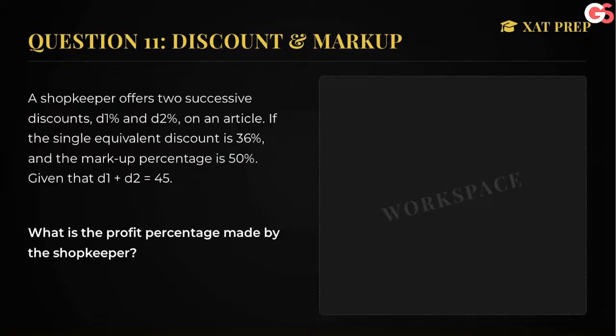A shopkeeper offers two successive discounts, D1% and D2%, on an article. Single equivalent discount is 36%. ठीक है, so what does it mean? That means minus D1 minus D2 plus D1 D2 whole upon 100. It is not diagonal, है ना? Rhombus मत समझ लेना इसको. I'm trying to crack a joke, guys. Smile. Okay? Don't think much. This is 36%.